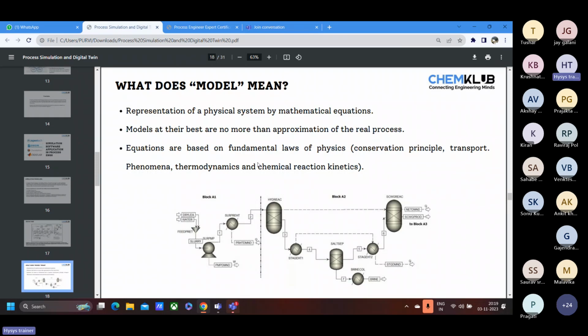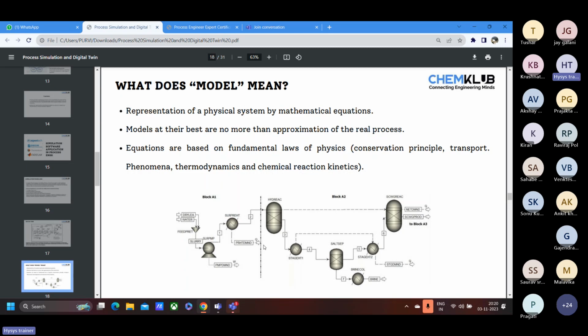So what does this model mean? See, a model is the representation of a physical system by mathematical equations. Models at their best are no more than approximations of a real process. Basically, what is a model? This is known as a model.